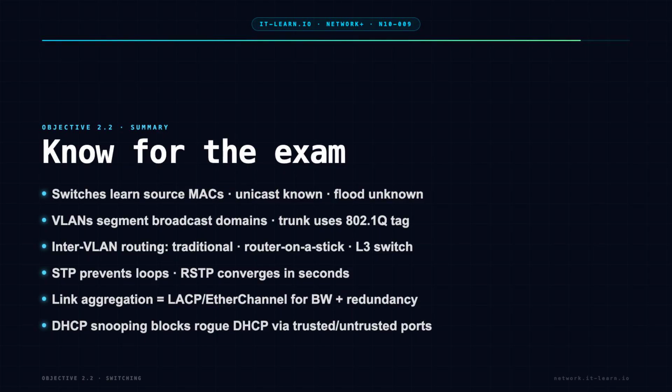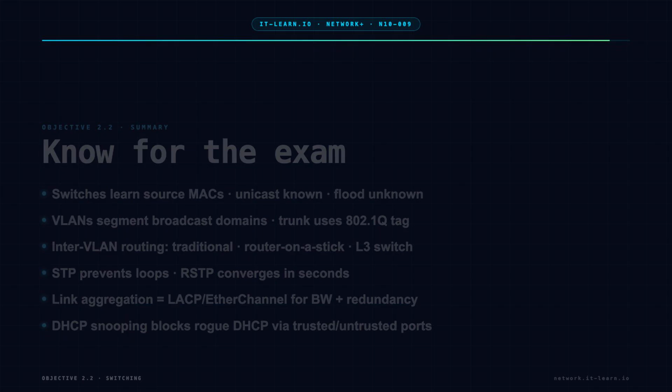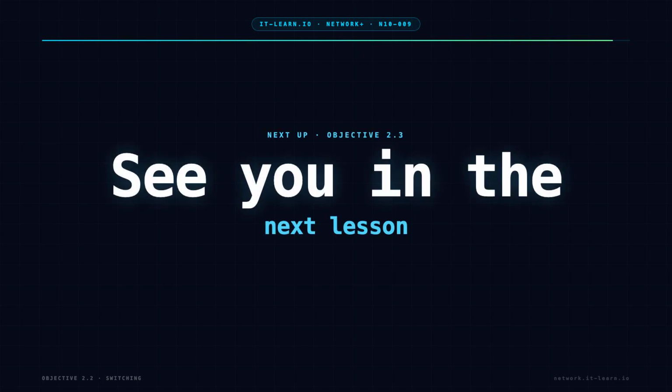Let's review the key concepts. VLANs segment networks into separate broadcast domains. Trunk links carry multiple VLAN traffic using 802.1q tagging. STP and RSTP prevent switching loops. Link aggregation increases bandwidth and provides redundancy. Inter-VLAN routing enables communication between VLANs. These are the essential switching technologies you need to know for the Network Plus exam.